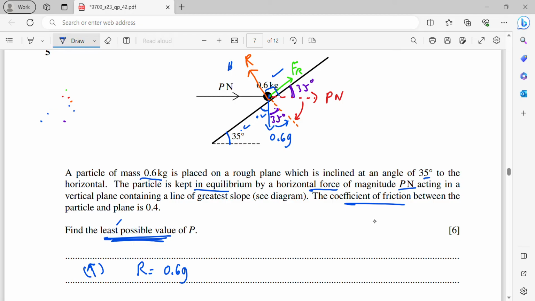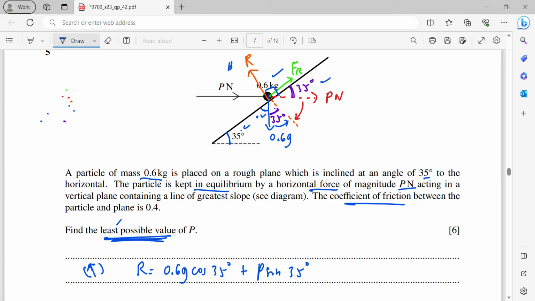Then I resolve using 35 degrees. That means that is cos 35 degrees, plus when I resolve the P, I'm not using its own angle, I'm using 35 degrees. That means it's going to be sine. So I'll get P sine 35 degrees.